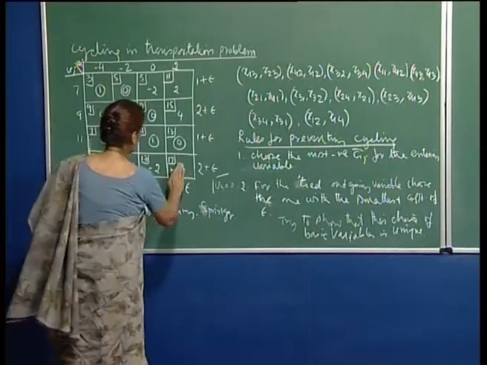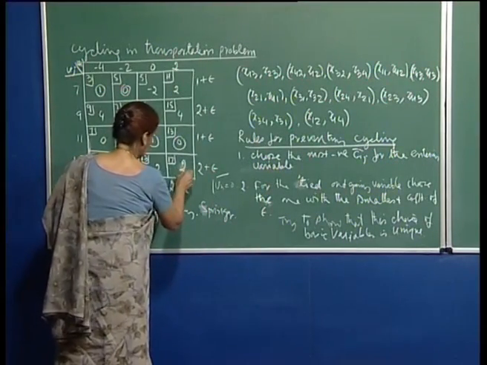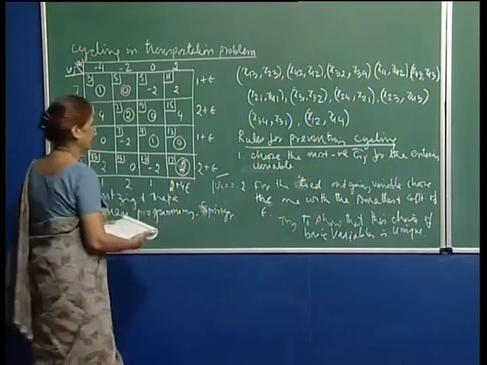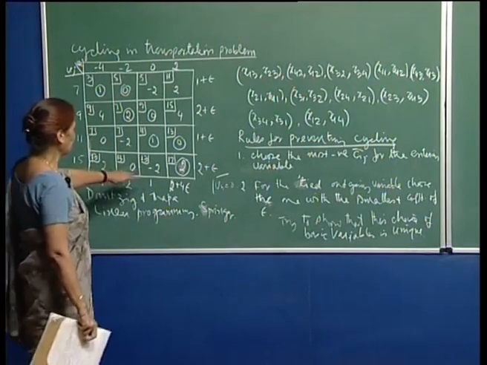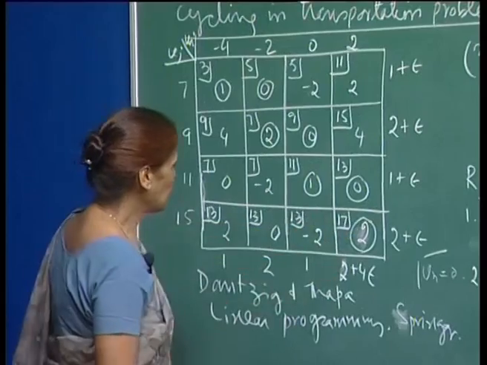Oh, sorry, this has to be 0 because this is a basic cell, you see. So, the computations are okay. This was a basic cell, I did not show it.